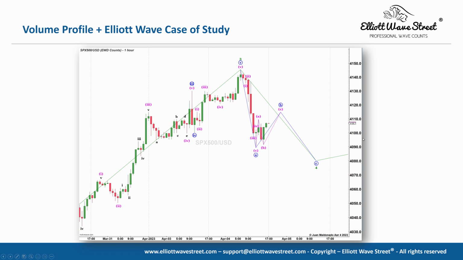So here is the actual S&P Elliott Wave plan. As you can see, the price today did a big sell-off. As I mentioned before, this morning I was looking for at least one more leg up before the bigger corrective. So sometimes that happens.